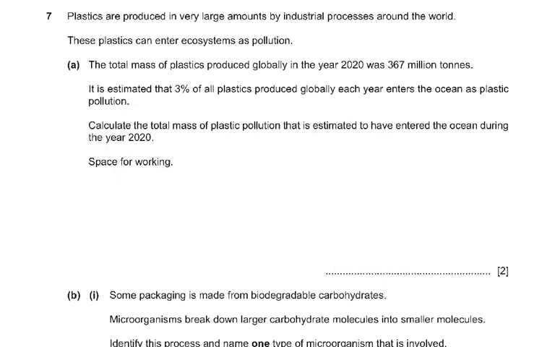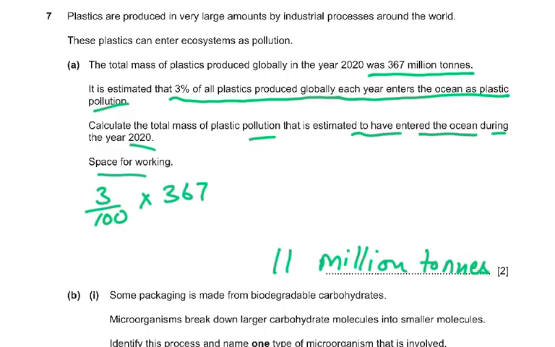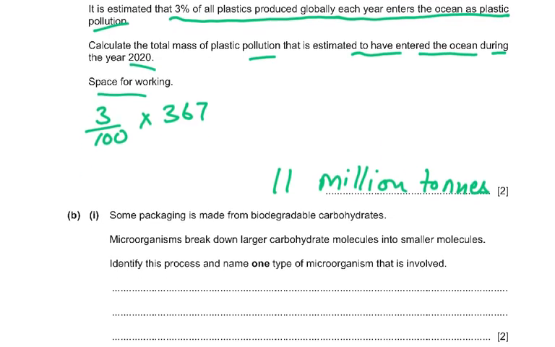Question number 7. Plastics are produced in very large amounts by industrial processes around the world. These plastics can enter ecosystems as pollution. The total mass of plastics produced globally in the year 2020 was 367 million tons. It is estimated that 3% of all plastic produced globally each year enters the oceans as plastic pollution. Calculate the total mass of plastic pollution that is estimated to have entered the ocean during 2020. Space for working. So the answer to this was 11 million tons, or 3% of 367.